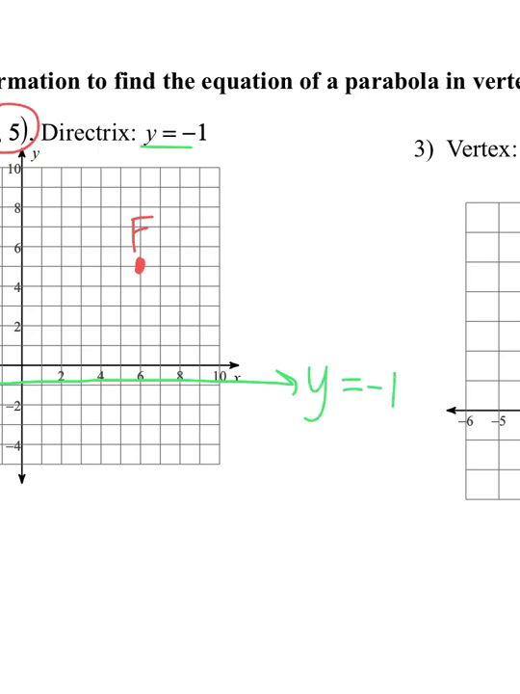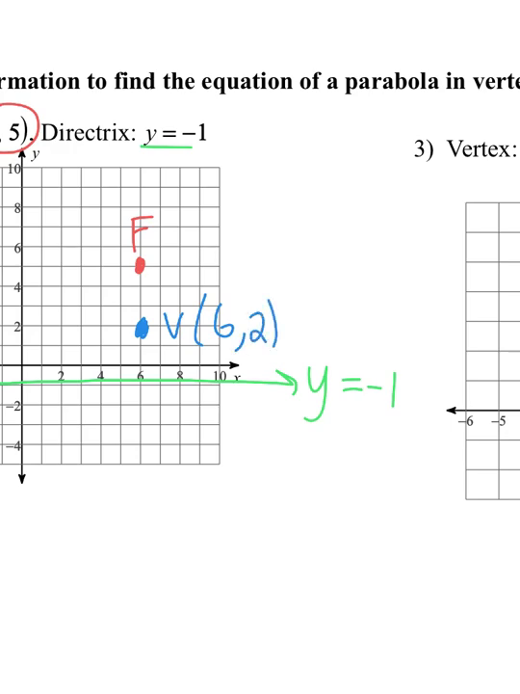Okay, so we know the vertex is always going to be the same distance, right? That's the whole definition of a parabola, that it's the set of all points equidistant to that focal point and that directrix. So the vertex will be right in the middle. So we have 1, 2, 3, 4, 5, 6, 1. So I think right about there should be our vertex. Okay, because that's 3 units away from the focus, and then it's also 3 units away from the directrix. So it looks like our vertex is going to be at (6, 2).